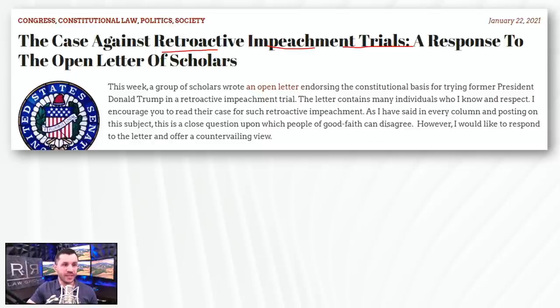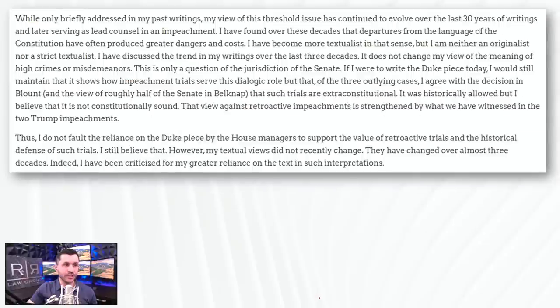However, people of good faith can disagree, and I would like to respond and offer a countervailing view. So I'm not going to go through this entire article. He wrote it on January 29th. You can go check that out. It's a good one, and I actually agree with it.